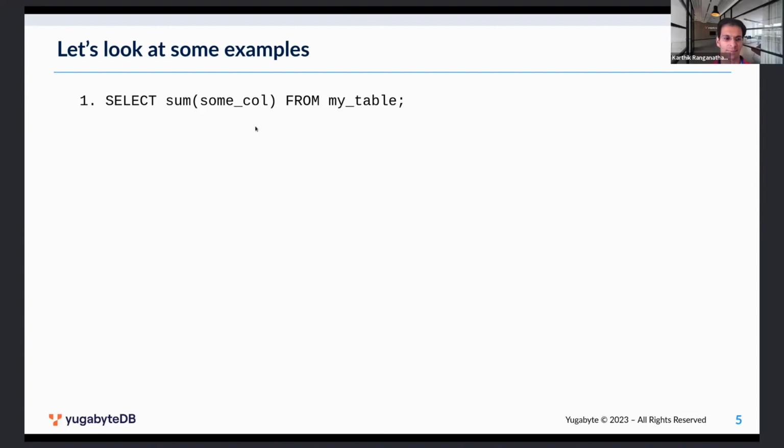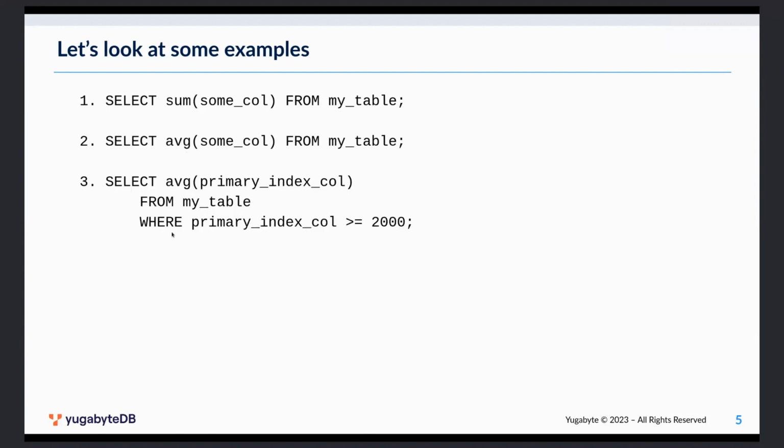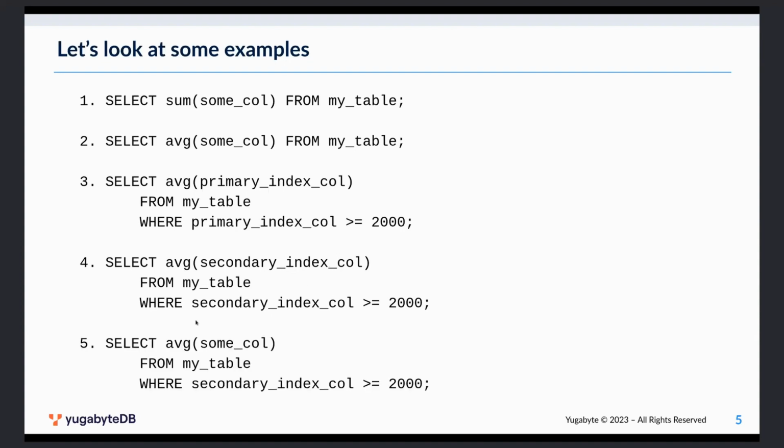Yeah. Other aggregates such as average are also supported. We can also have average of the primary index column with a condition on that primary index. So this would become a primary index scan. Same thing if we do it on the secondary index column. This would be a secondary index only scan. And you can also do it on some column where you have a secondary index condition. So this will become an index scan.